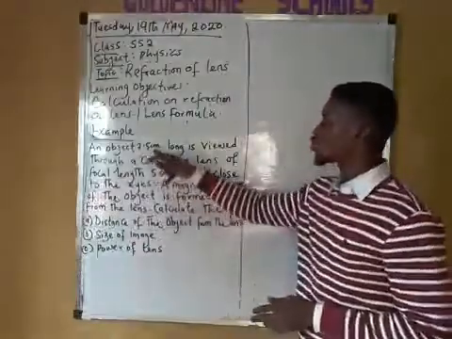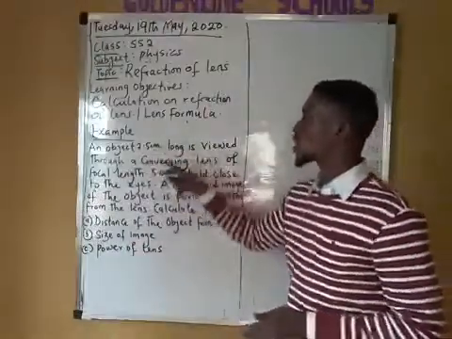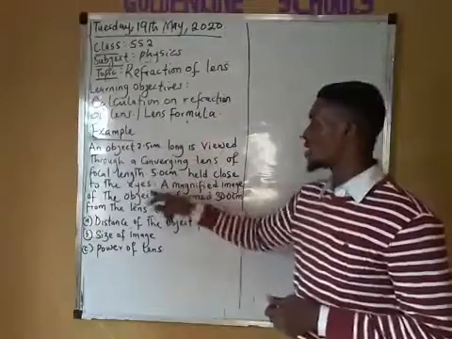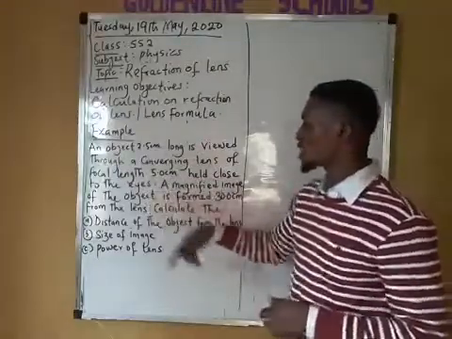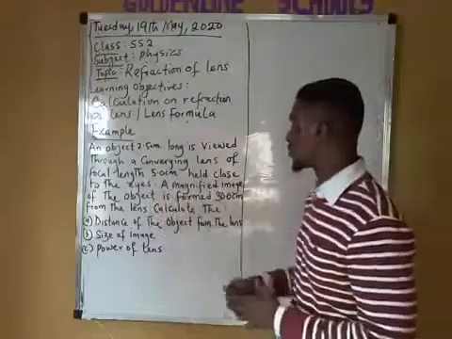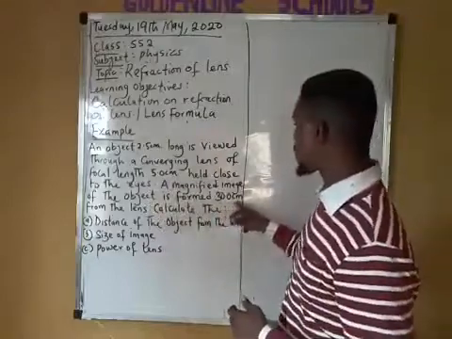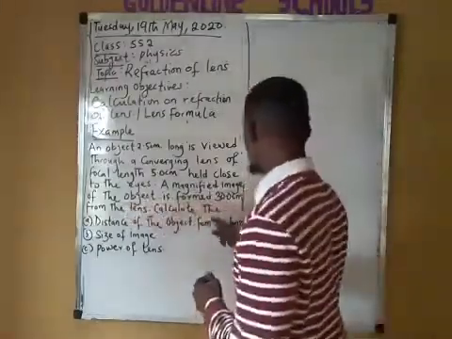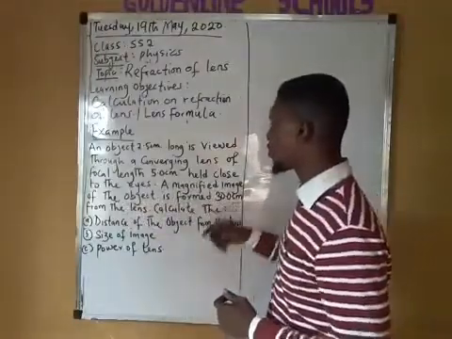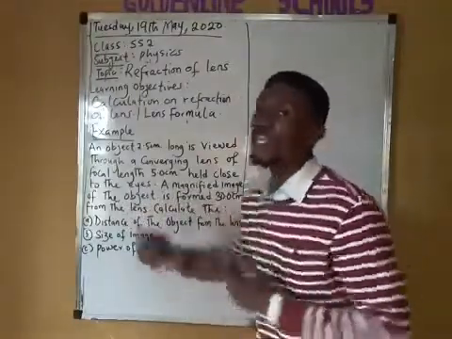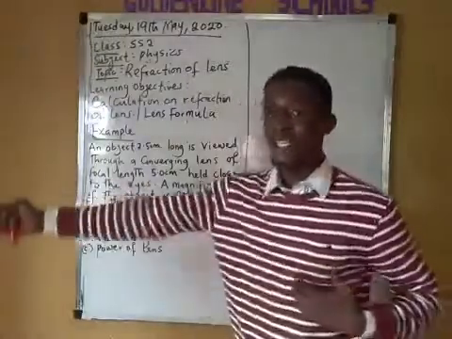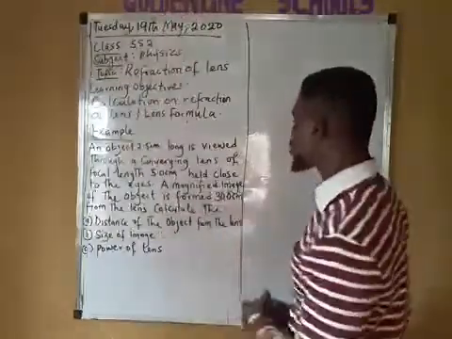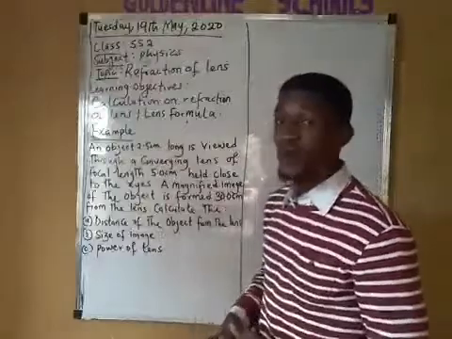You have an object 2.5 centimeter long viewed through a converging lens of focal length 5.0 centimeter. Held close to the eyes, a magnified image of the object is formed 30.0 centimeter from the lens. That means this 30.0 centimeter from the lens is the image distance, but the image formed is a magnified image. So the question is: calculate the distance of the object from the lens.